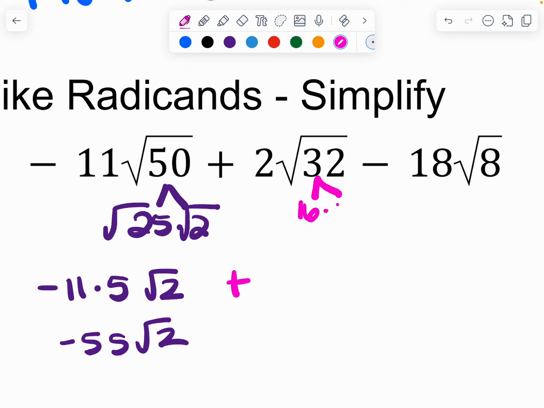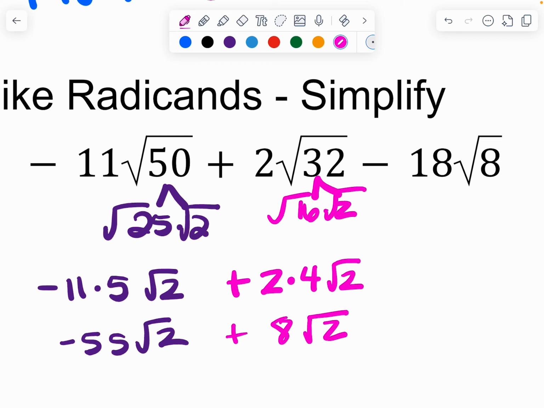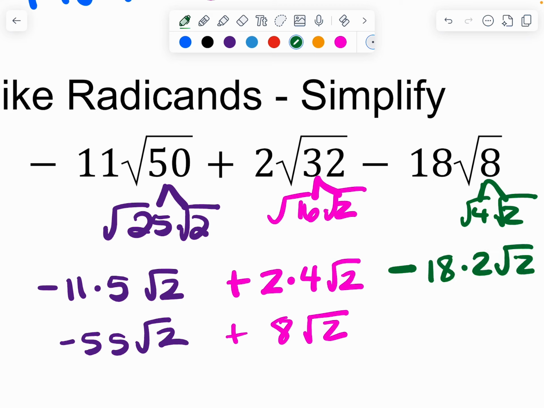This is 16 times 2. If I take the square root, I have the 2 from the outside. I have 4 radical 2. So it'll get me plus 8 radical 2. Then last but not least, there is a minus sign. This would be 4 times 2. Take the square root. So I have 18 times 2 radical 2. So I get negative 36 radical 2.